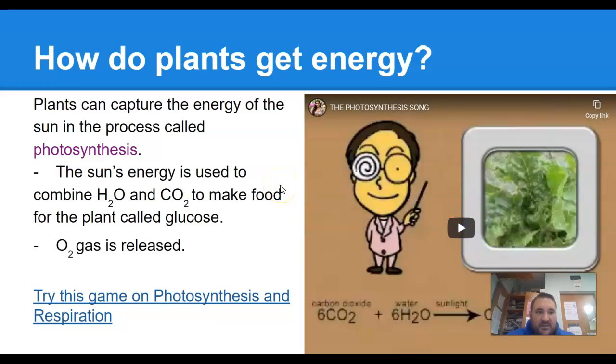Plants get energy by photosynthesis. Photosynthesis is how chlorophyll in the chloroplast allows carbon dioxide and water to make food for the plant. Oxygen gas is released.